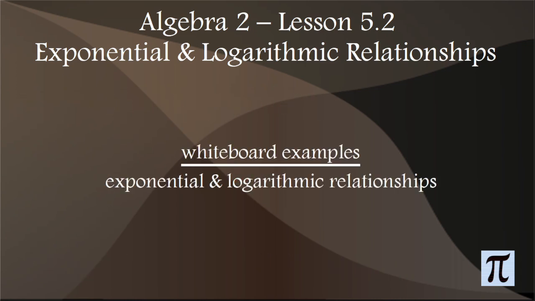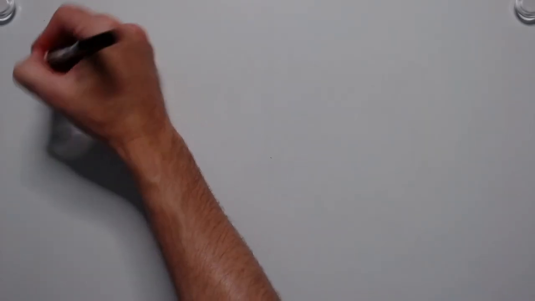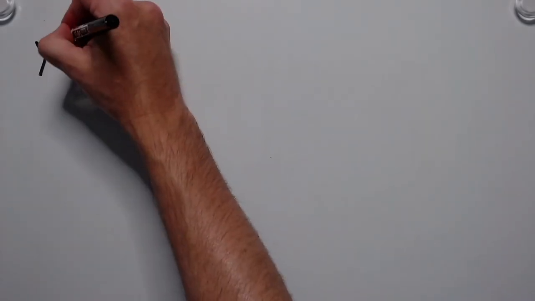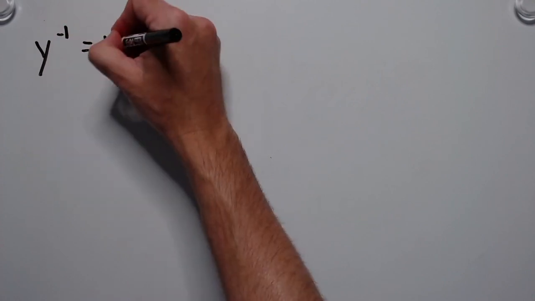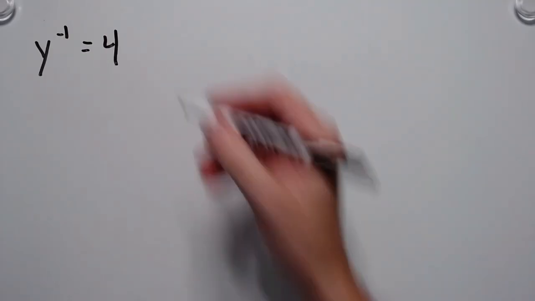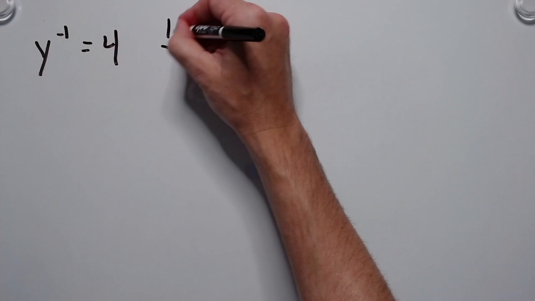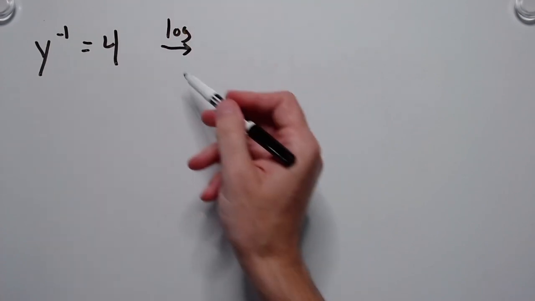Let's jump over to the whiteboard and do some examples. So we're going to start with a pretty basic exponential expression: y to the negative 1 equals 4. And what I want to do is convert this into a logarithmic expression that means the same thing.